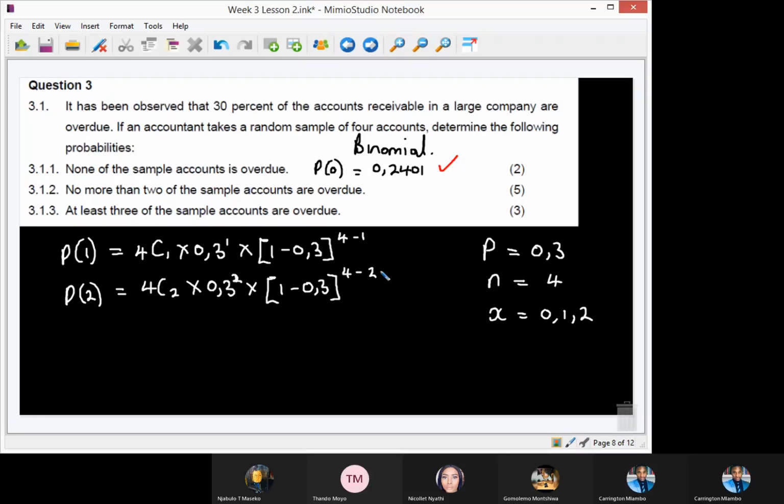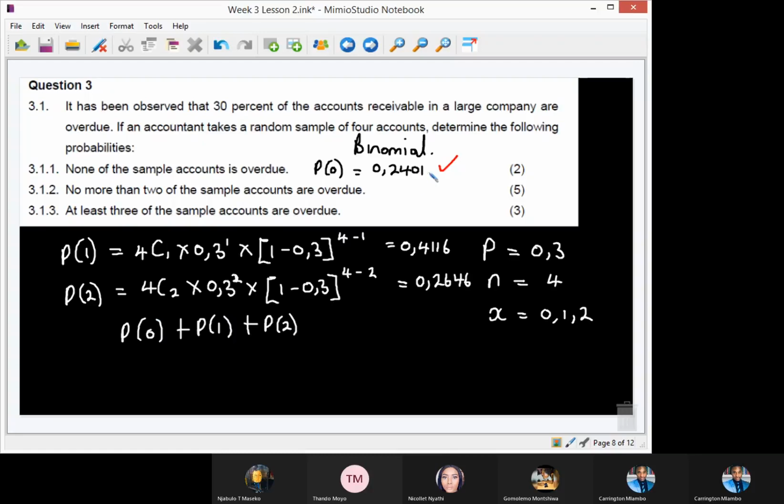4C1 times 0.3 to the power 1 times, to the power, getting 0.4116. Then we do the same for the next one. Then we get 0.2646. So now we can add probability for 0 plus probability for 1 plus probability for 2.